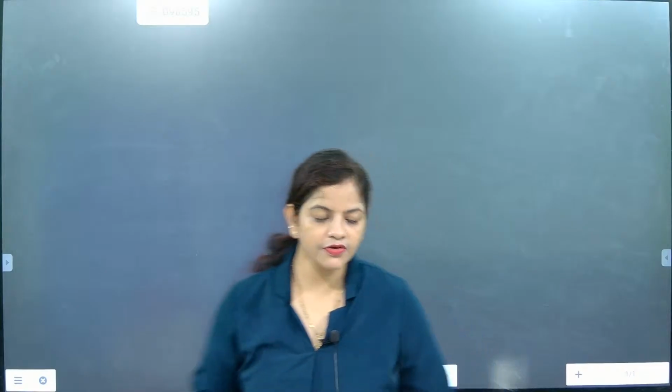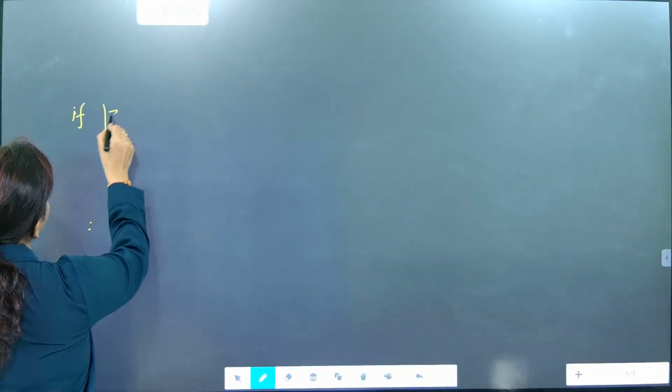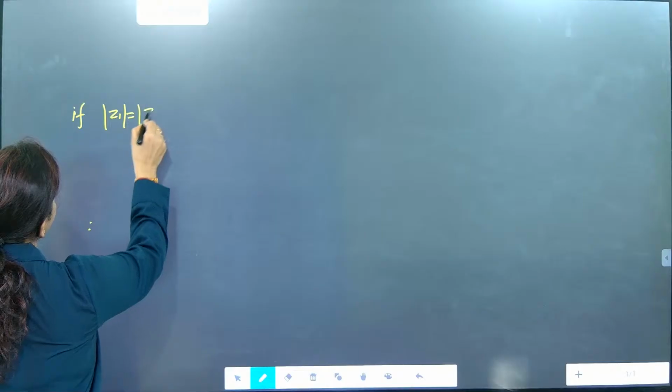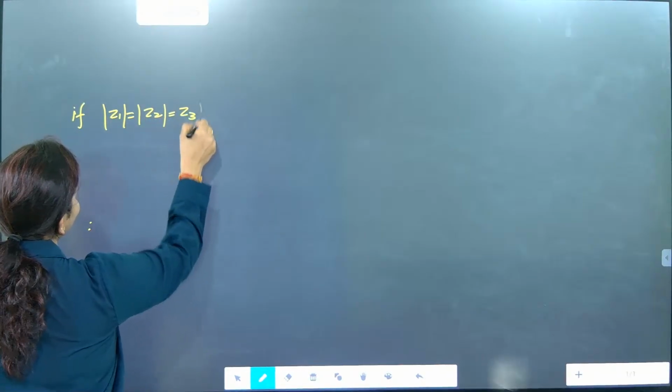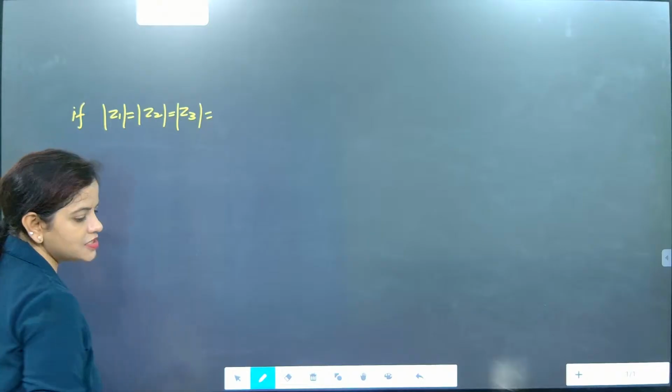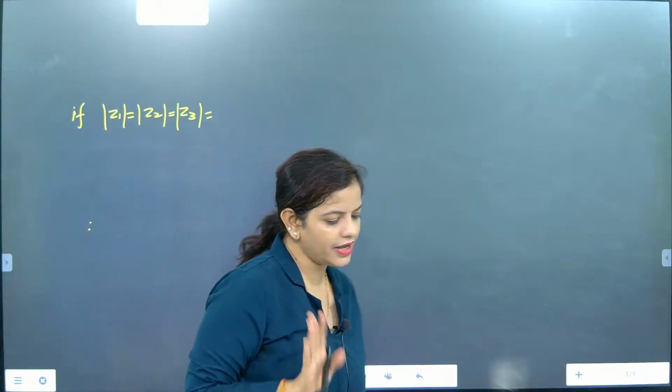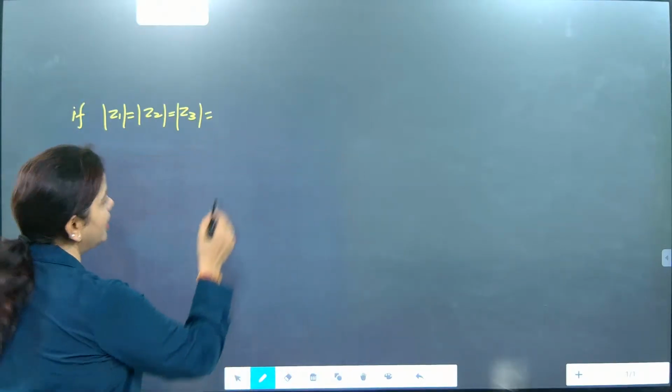Question is, if modulus of z1 is equal to modulus of z2 is equal to, sorry, modulus I'm saying, I need to say modulus. So this is exactly coming till n, this will come till n.